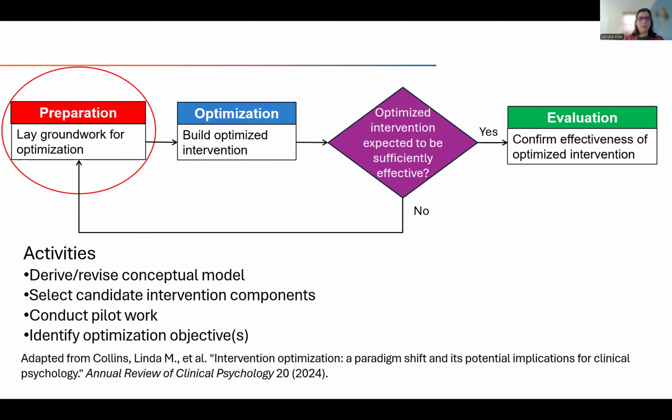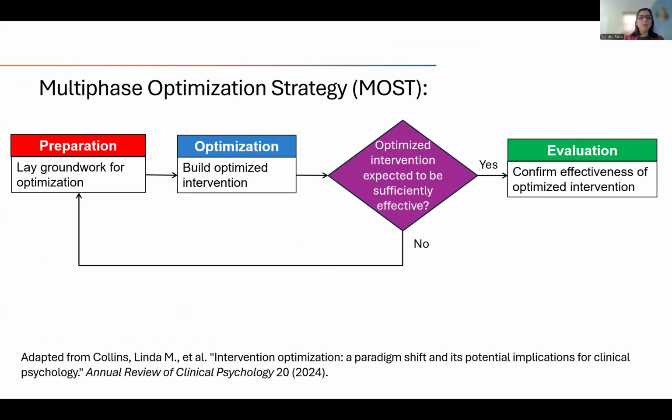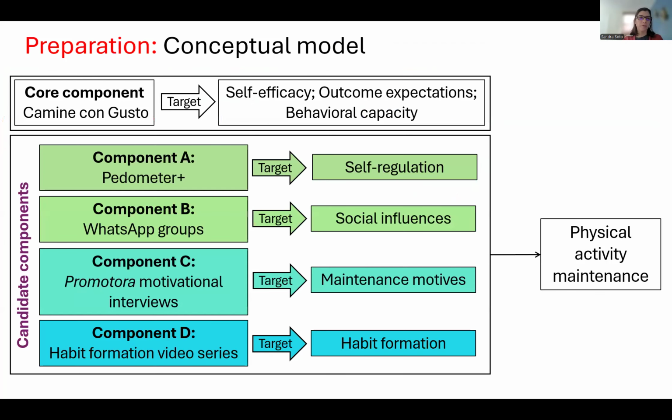And then we would move on to the optimization phase, which again, we're just going to be testing our intervention components. And then we would be deciding, again, what's going to stay and what's going to go in terms of the components that we're testing. And then finally, we would do that classical approach where we're testing the full package in a clinical trial. So we're going to begin with the preparation phase.